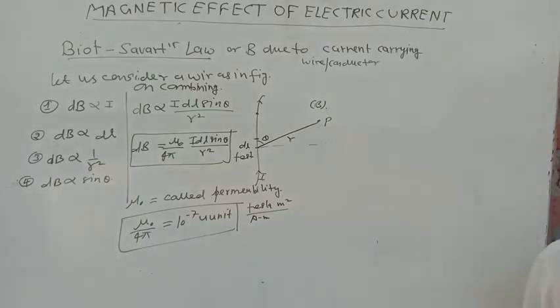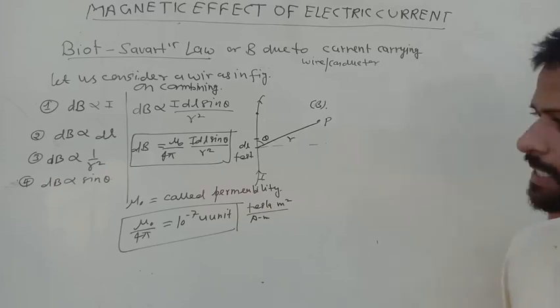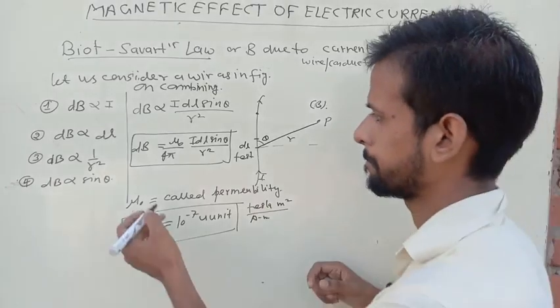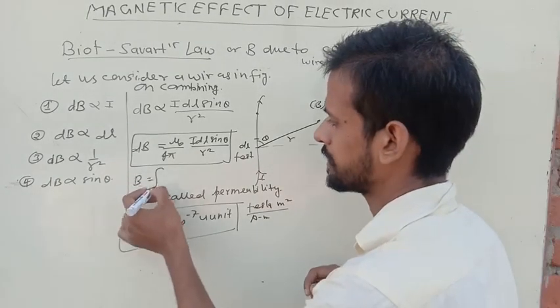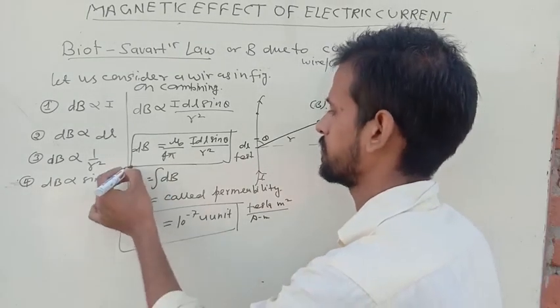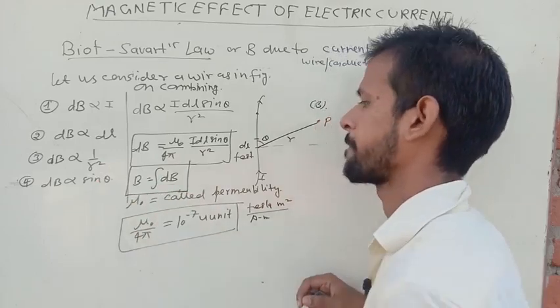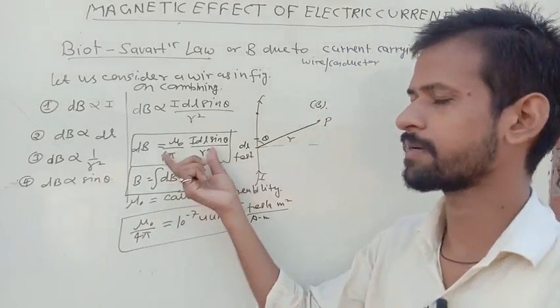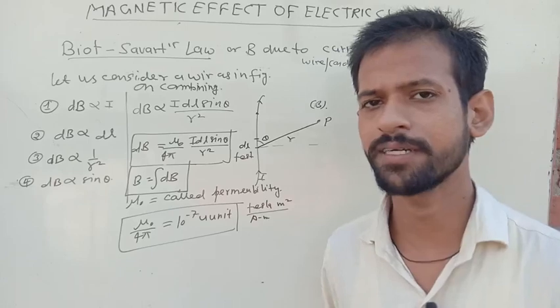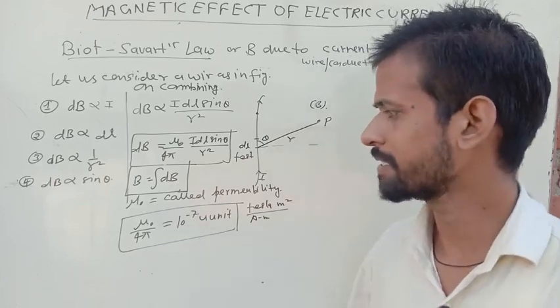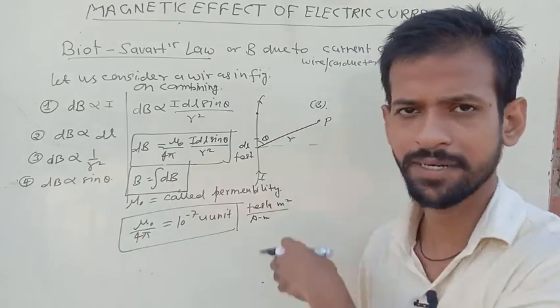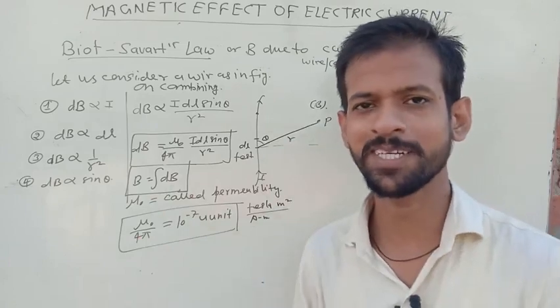So now the total magnetic field is given by B is equal to integration of dB. This formula we have to remember: this is for an element length, and to calculate for the whole length we simply integrate, with limits from minus infinity to infinity or whatever applies.